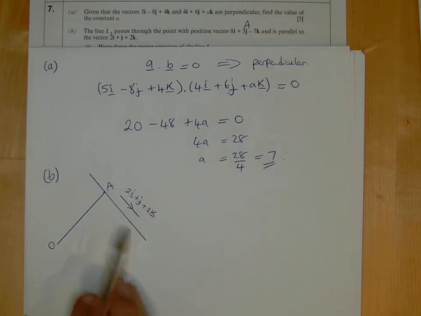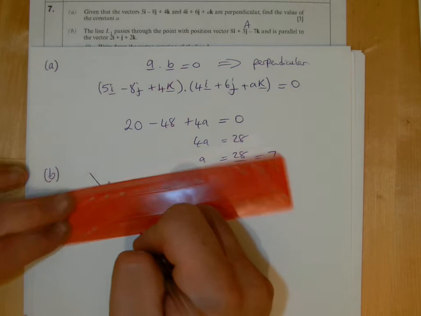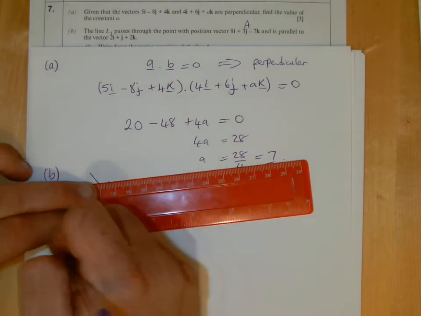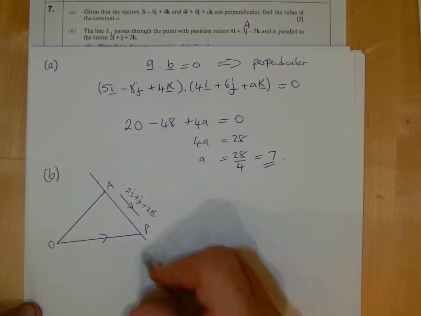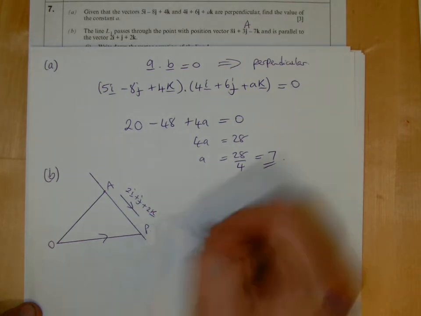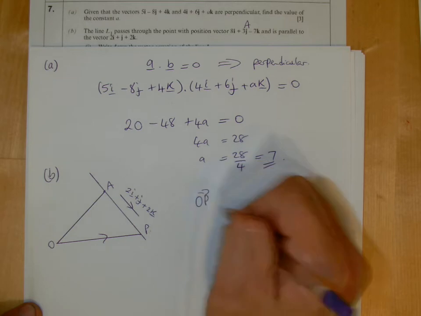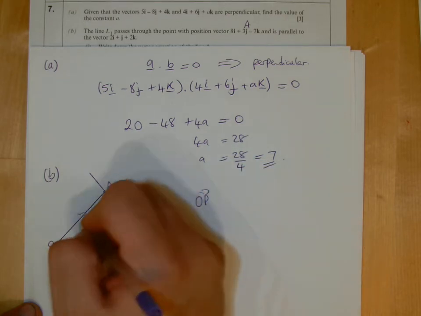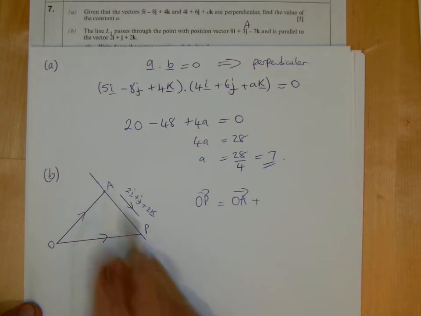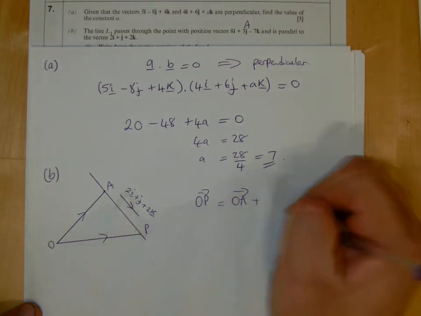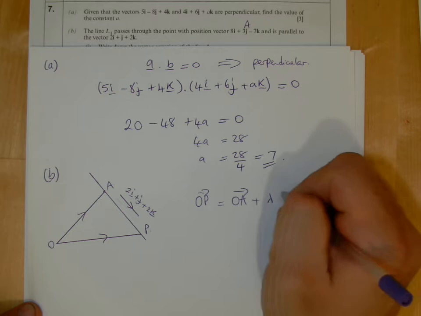But if you remember, to get any point, say over here, this point P, suppose you want to get to point P, the general point P. Well, to get to P, you'd have to go O to A to start with, O to A, plus then a lambda of this direction.